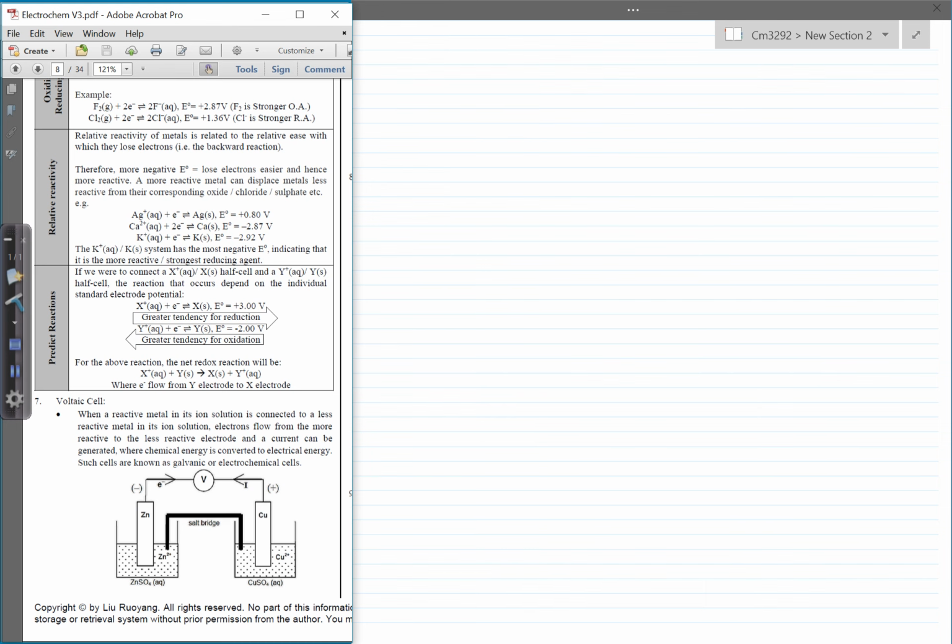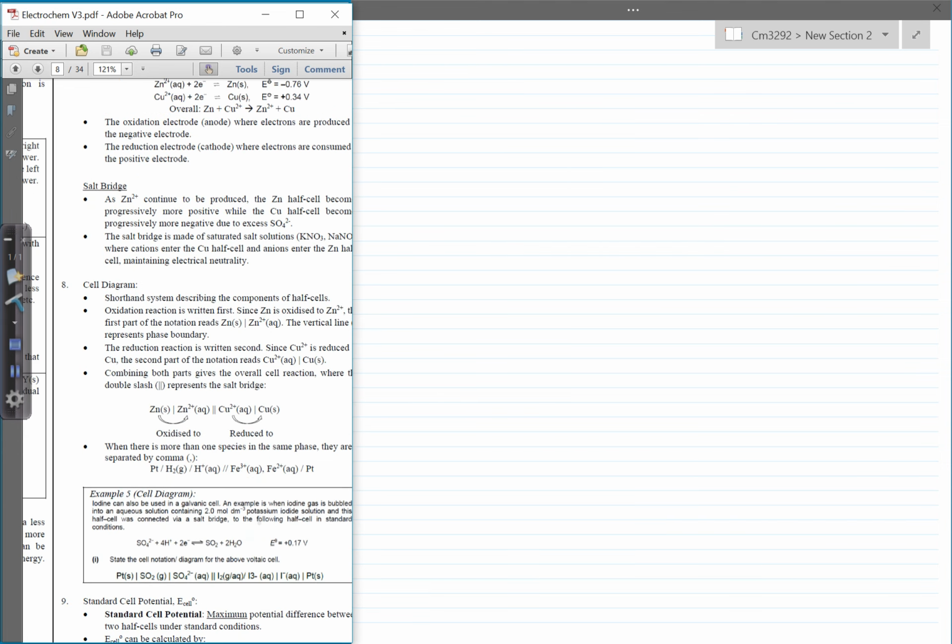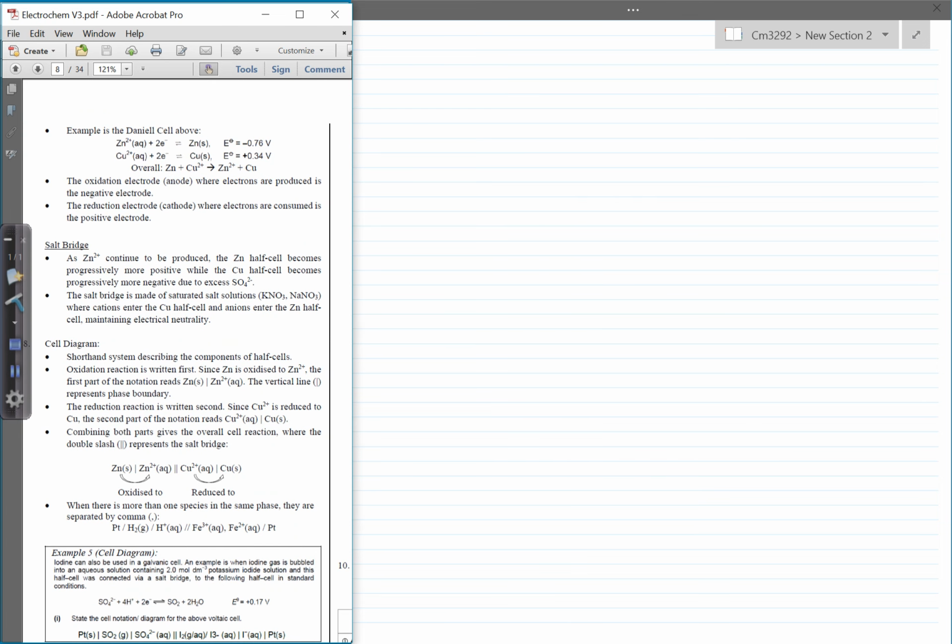Right? Protect cell. When a reactive metal in solution is connected to a less reactive metal in its ion solution, electrons flow from the more reactive to the less reactive electrode, and then you can generate a current. So take note of the electron flow and the current flow, right? They are always opposite of each other. So in this case, electrons will be flowing from the zinc to the copper electrode. Zinc will be undergoing oxidation. Cu2+ will be undergoing reduction, right? And then you can write the overall equation.